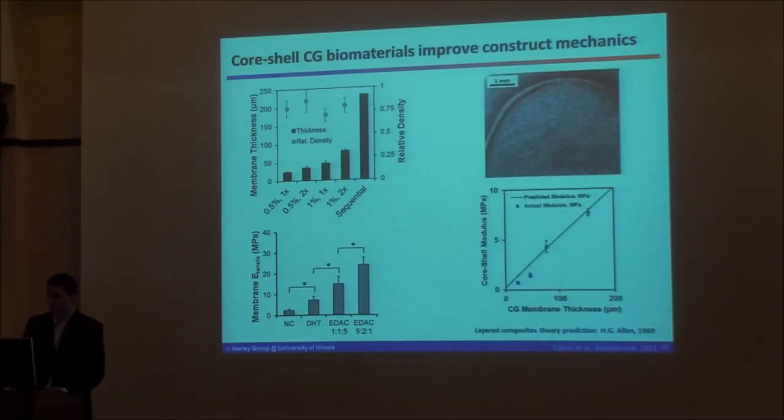Now, when we looked at the composite structure, we can see that there's nice integration of the membrane with the scaffold. And it turns out that we were actually able to fairly predictably look at the core shell modulus as a function of CG membrane thickness. When we incorporated shells of different thickness, we could predict what the modulus was going to be based on layered composites theory. And so we were able to get moduli of around 8 megapascals for this thicker scaffold, which was an increase over the bare scaffold by about a factor of 36.